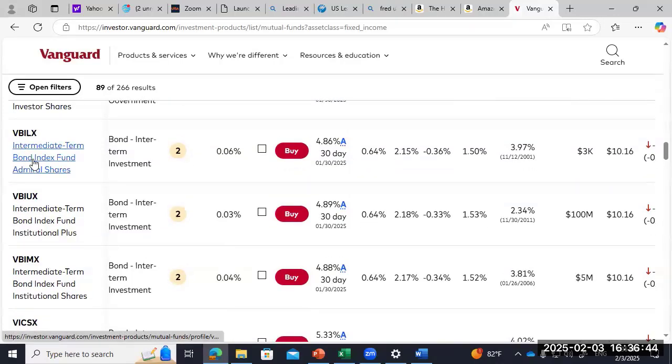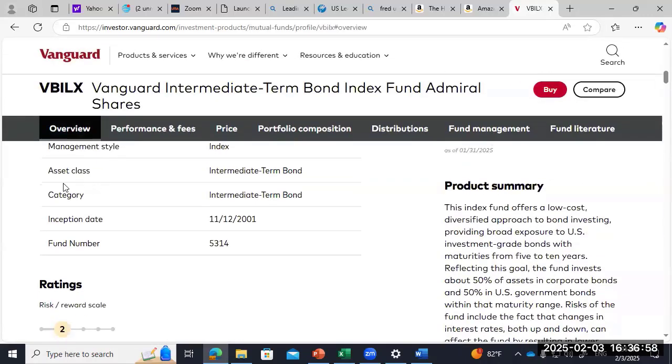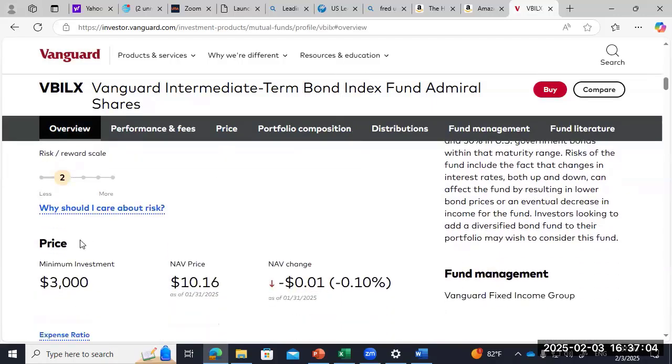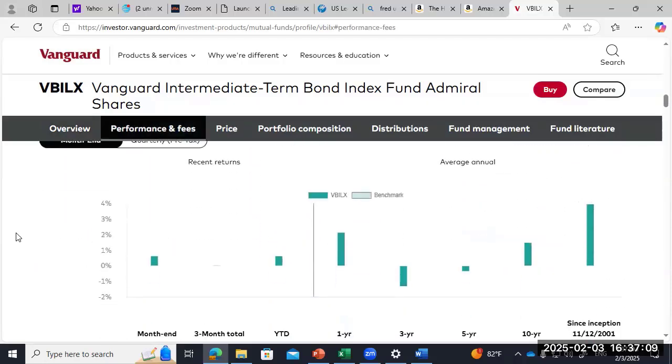Intermediate term bond index fund. So intermediate term, there's a duration. They don't tell you what kind of bond it is, but if you click on it, asset class, intermediate term bonds, you can get, here's the fees.